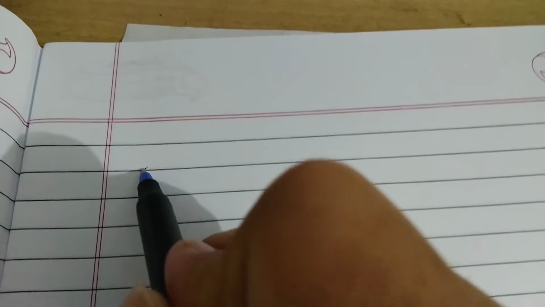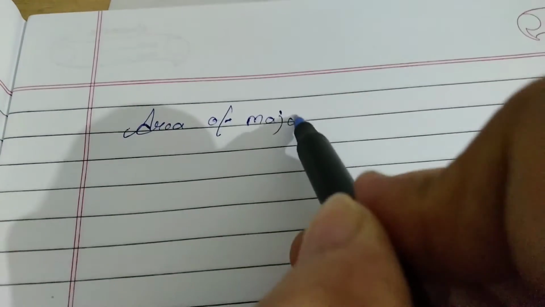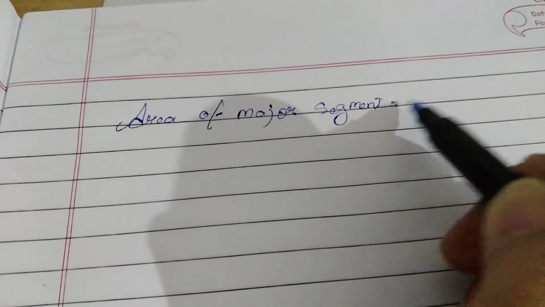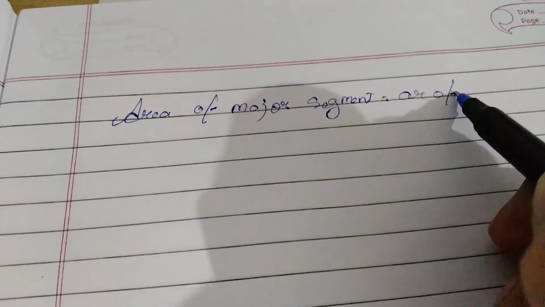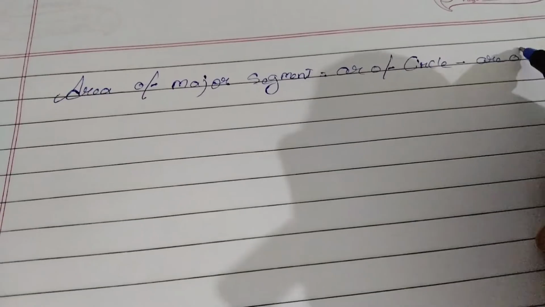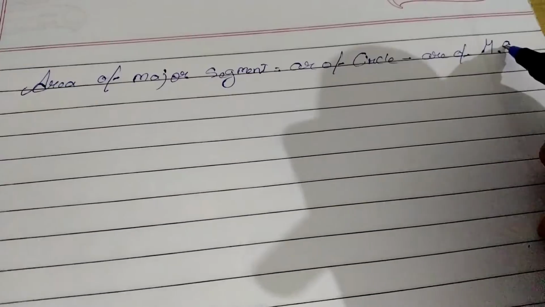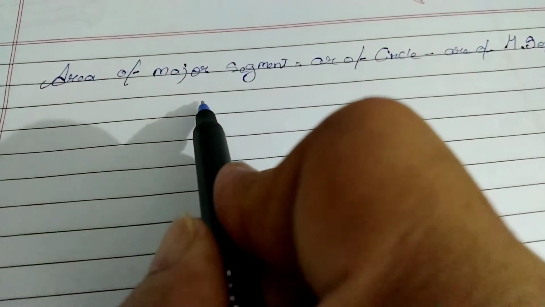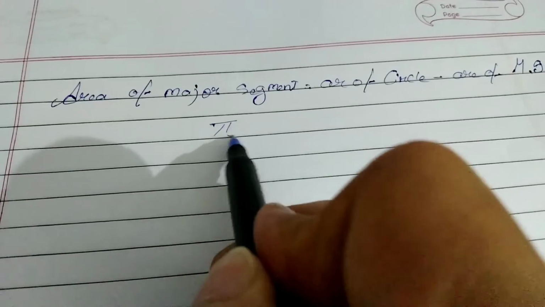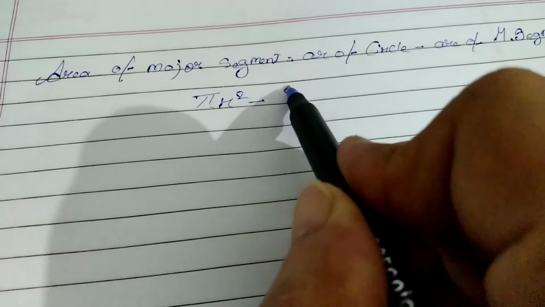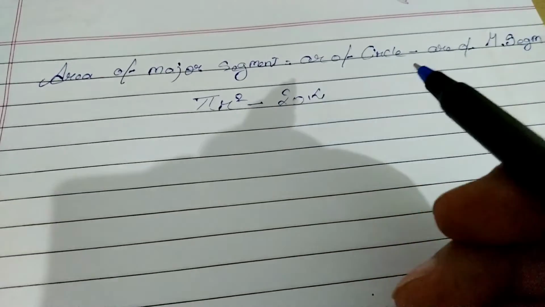Now next, area of major segment is equal to area of circle minus area of minor segment. So area of circle is pi r square minus area of minor segment, which is 20.4, the one which we found just now.